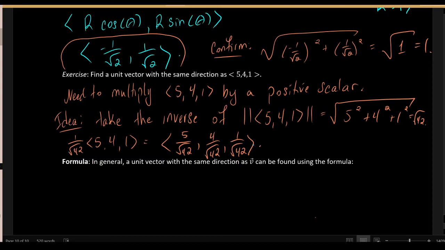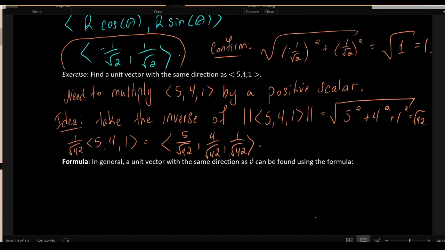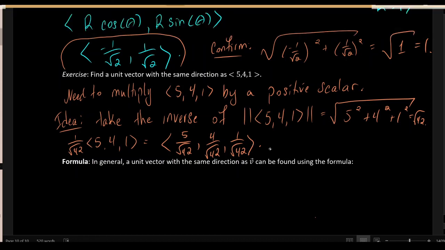This vector definitely has the same direction as the one that we started with because it is a positive scalar multiple of the vector that we started with. And we can confirm that this vector that we obtained really is a unit vector.